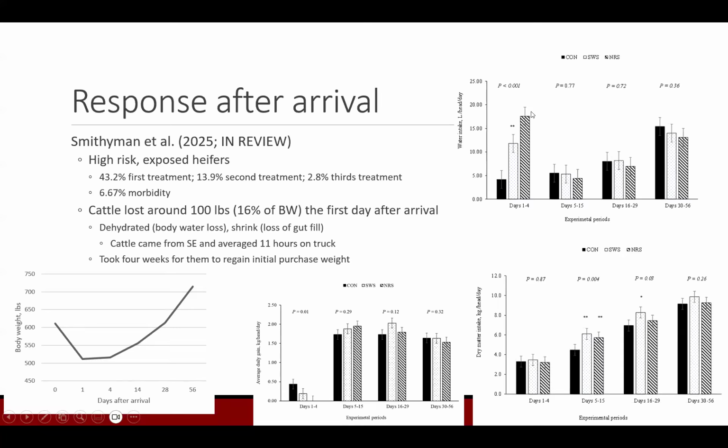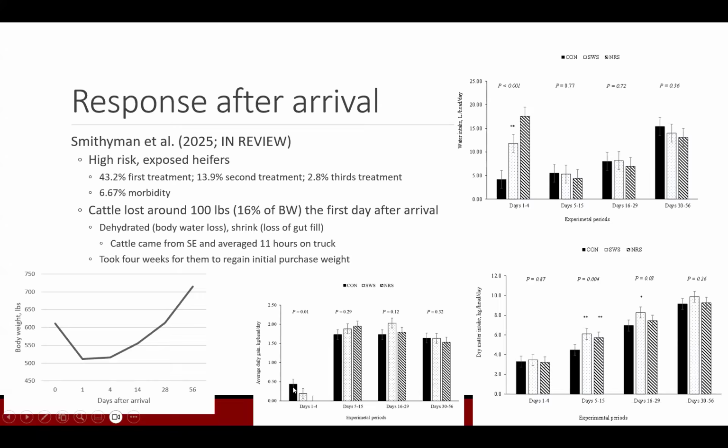They're getting off the truck. They're dehydrated. We need to probably try to make it as accessible as possible for them. And we saw that it did actually increase water intake. However, there was no difference between these treatments during the rest of the 56-day receiving period. Okay.